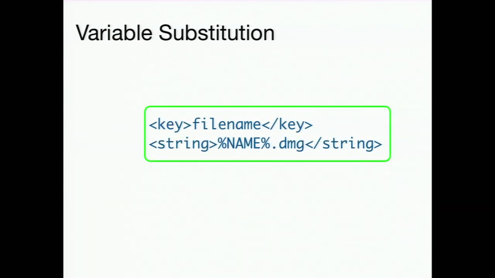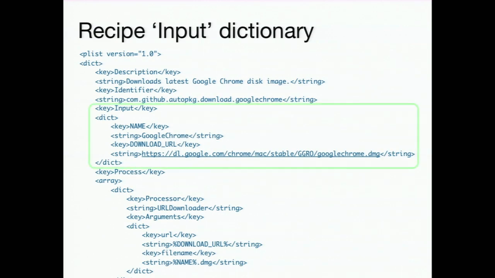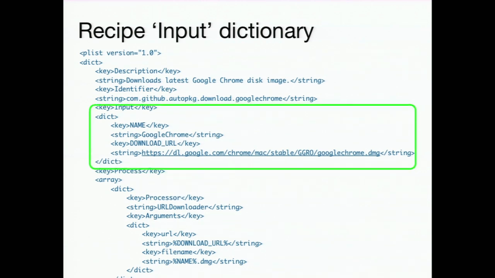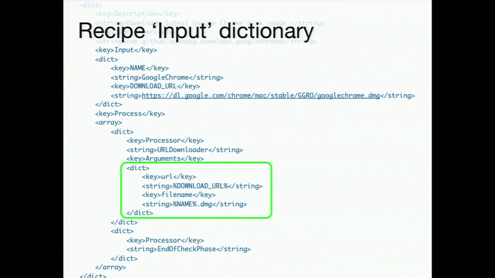You can do some fancier things with variable substitution. It doesn't have to be just a one-for-one substitution. You can do things the same way you would do with sort of shell substitutions, where I've defined a name variable, but now the disk image is going to be named the name plus .dmg. And then once you understand kind of how variable substitution works, that brings us to the input dictionary, which are the initial ingredients in many cases for a recipe. And so in this example here, we've defined two input variables, name and download URL, and then we use them later in the recipe via variable substitution.